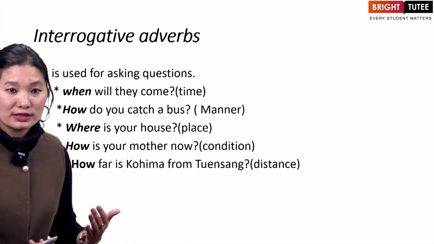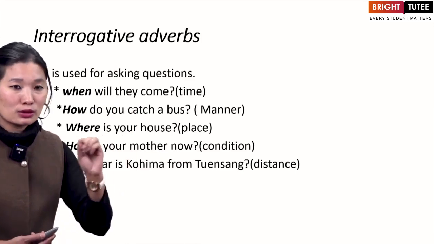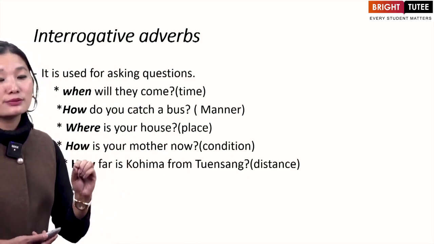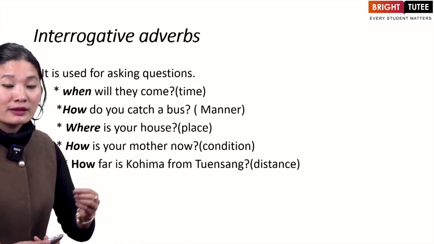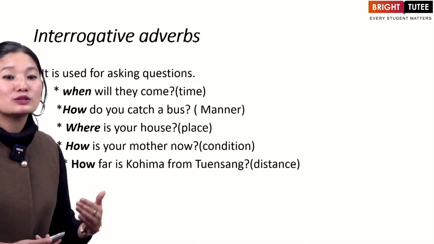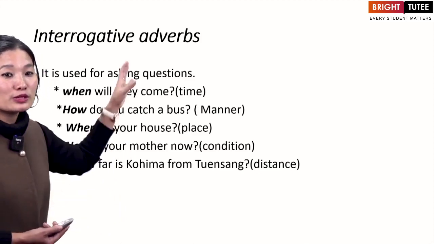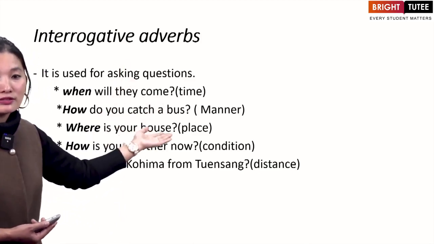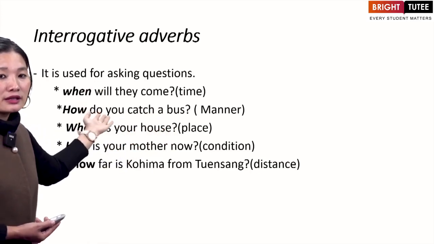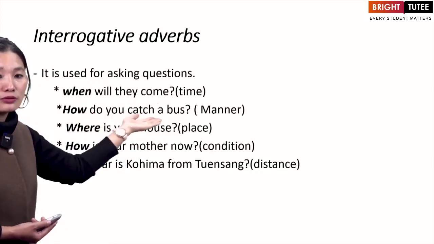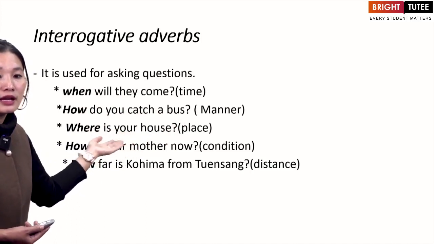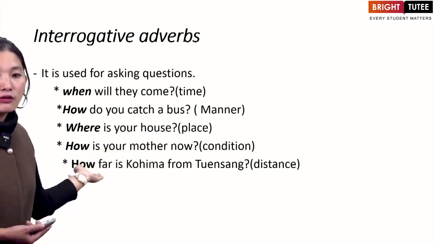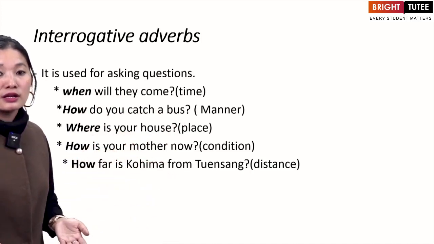Example, whose book is this? The word whose is also a question, but it cannot be under interrogative adverb. I'm giving you that example because you cannot use all question words under interrogative adverbs. When answers to time, how for manner, where for place, how another condition, how far, that is distance.